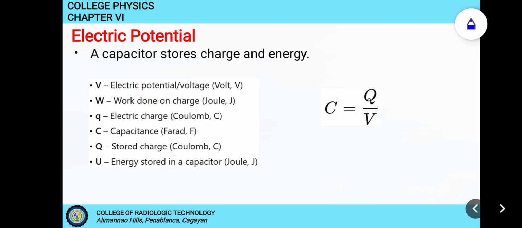A capacitor stores charge and energy. We will now talk about the capacitor. So we have C, or the capacitance in farad. Take note that our C here is not coulomb, it's capacitance. And then our Q is the stored charge in coulomb. And our V, of course, is our electric potential or our voltage in volts. Let's have an example problem.